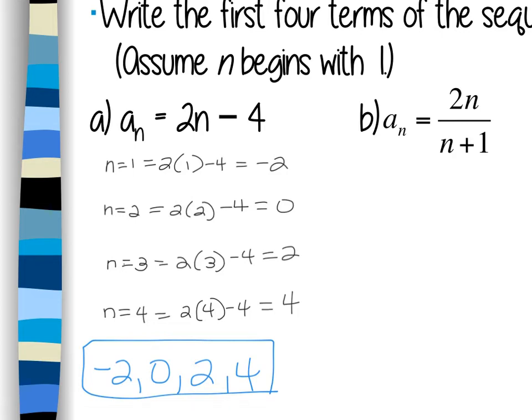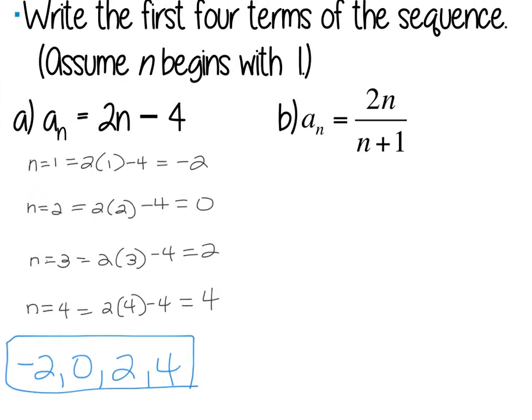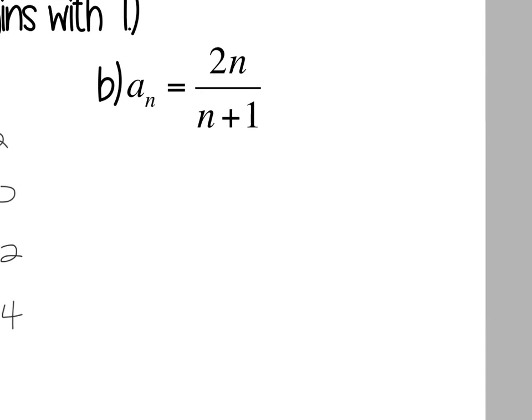Do you do 0 or do you just start at 1? It'll say assume n begins with, and it's usually 1. If it doesn't, it'll tell you otherwise. Like when we get to summation, you can see where it changes. All right, you do B. So again, first four terms, and it's supposed to start at n equals 1. Well, it'll say first four terms, first 5 terms, first 3 terms, something like that.